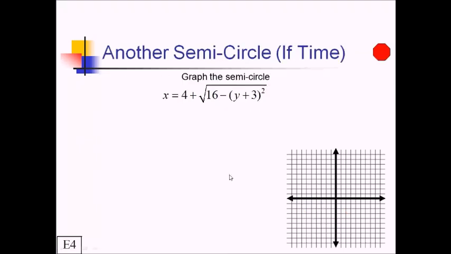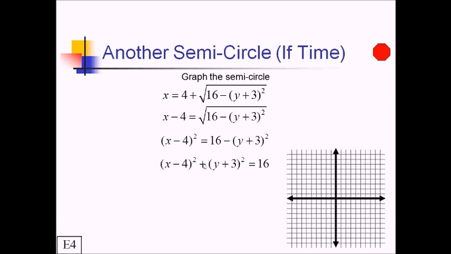Here's another semicircle example. Pause the video and graph this one on your own. All right, let's see how you did. So hopefully you started by squaring both sides. Actually, before we even do that, let's move the 4 over to the left side. All right, now that the square root is isolated, we can square both sides. So that's x minus 4 quantity squared equals 16 minus y plus 3 quantity squared. Add all that stuff with y over to the left side. There's our circle-esque equation.